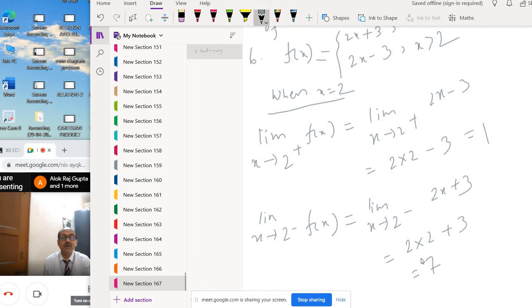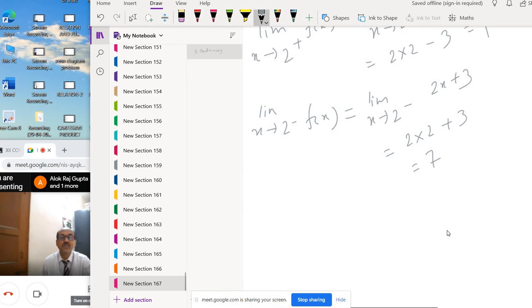Now see, the plus value and minus value are not the same. So limit x tends to 2 plus f(x) is not equal to limit x tends to 2 minus f(x). These two are not the same. One is 7, one is 1. Not the same, so the function is not continuous.